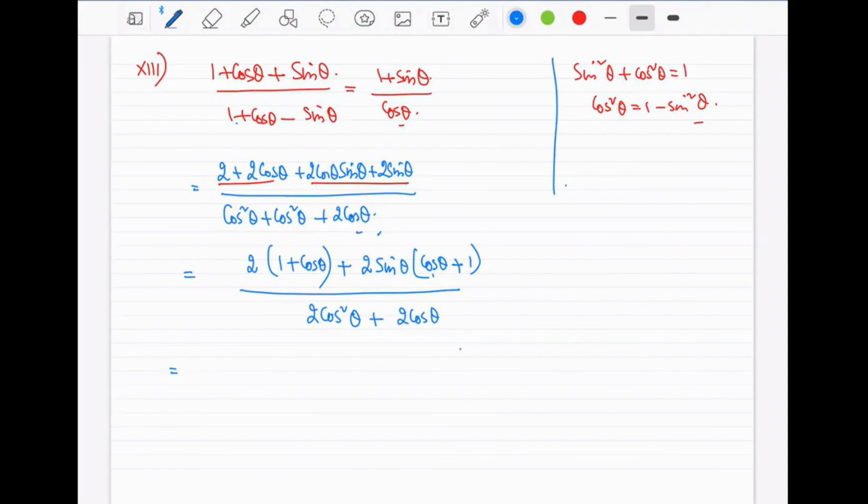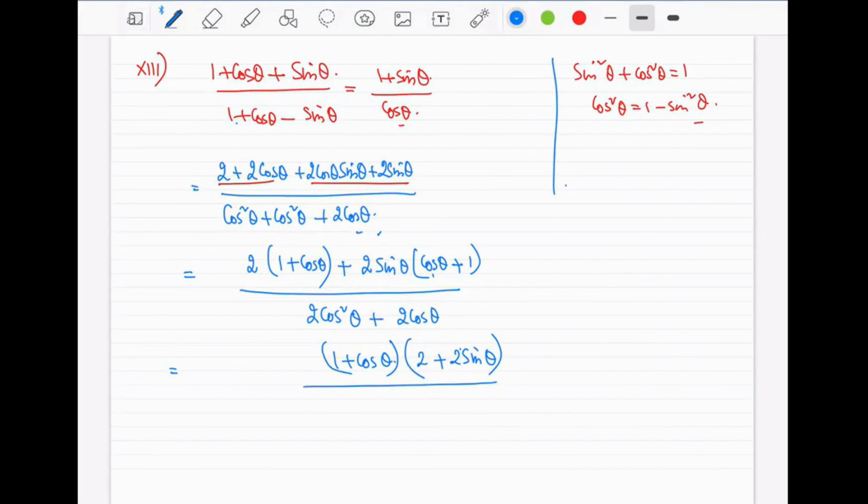Look. In these two terms right here, we have got only 2 terms: 1 plus cos theta and cos theta plus 1. They are the same, cos theta plus 1, 1 plus cos theta. It's a plus sign in between. So they are the same, and I can take these out as common factor again. So I can write 1 plus cos theta. What is remaining? There is 2 remaining here, plus there is 2 sine theta remaining. Factorization of the numerator is complete.